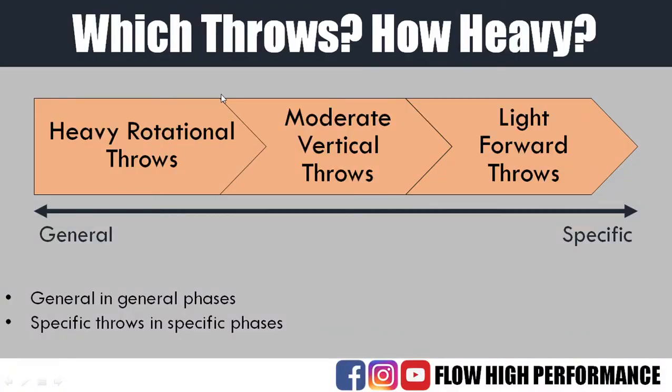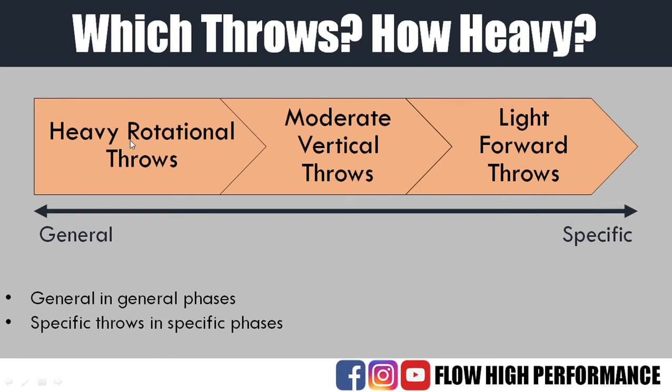So how do we know what throws to do and then how heavy we need to load those throws? When we're talking about direction and load, we need to basically understand the principles of specificity. The more specific a movement or an exercise is, the more transfer it's going to have. The less specific, the more general it'll be, the less transfer it'll have. So essentially in general phases, we need to use more general throws, and in specific phases, we need to use more specific throws.